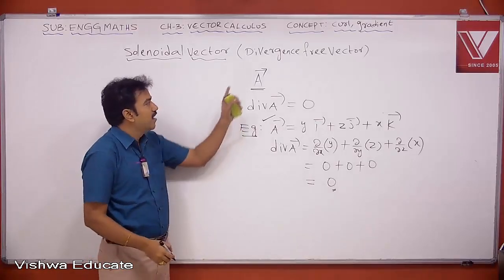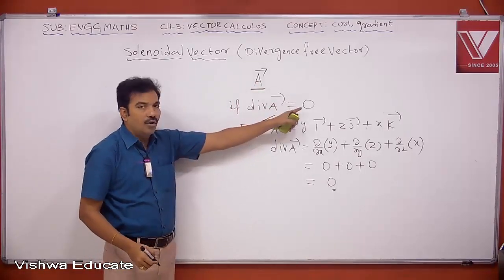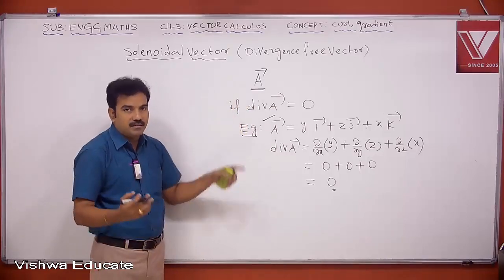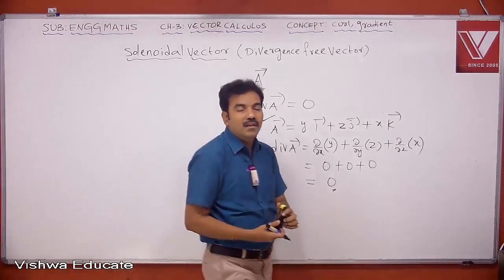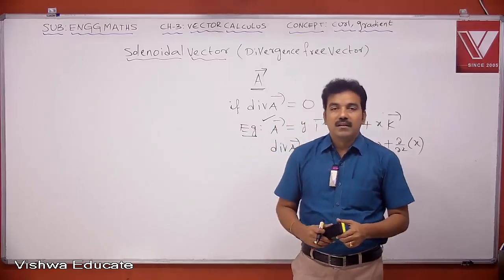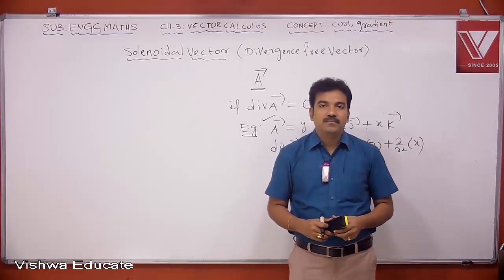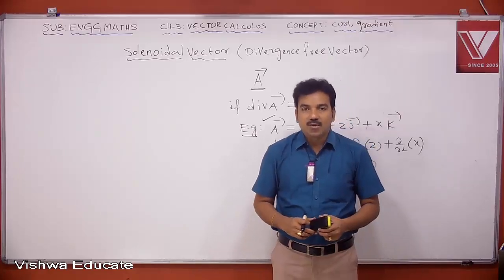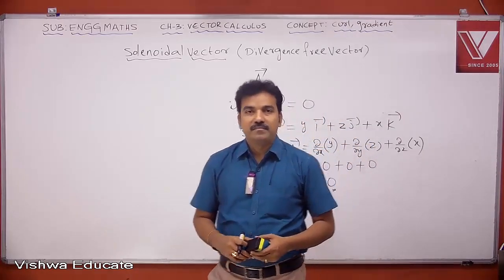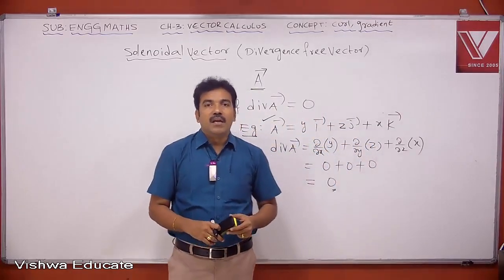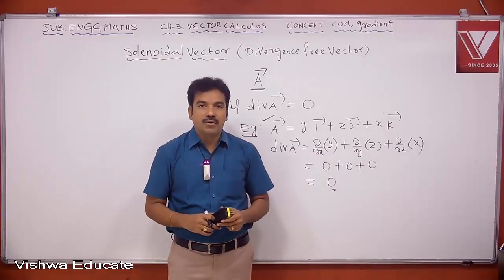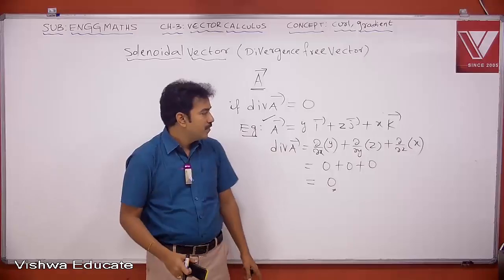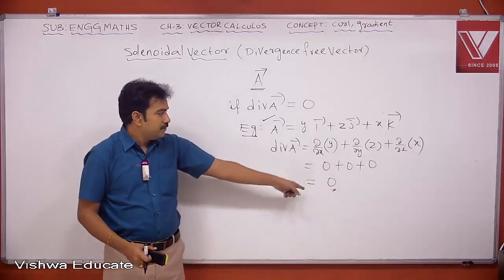So how to define this? A vector whose divergence is 0 is called a solenoidal vector or divergence free vector. Note this point. A vector whose divergence is 0 is called a solenoidal vector. Note down this example.